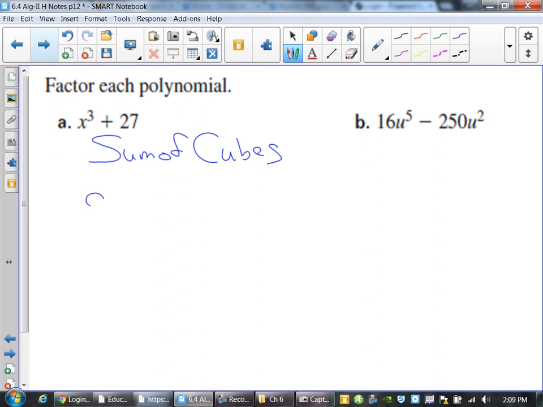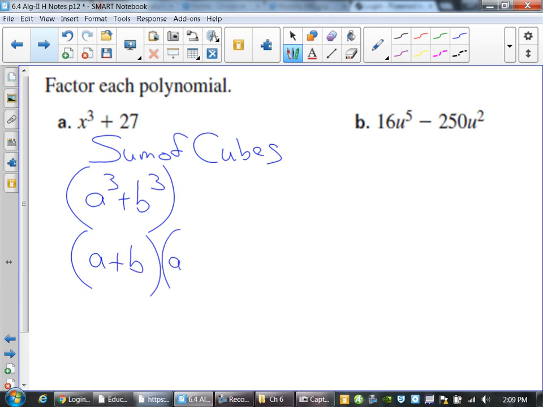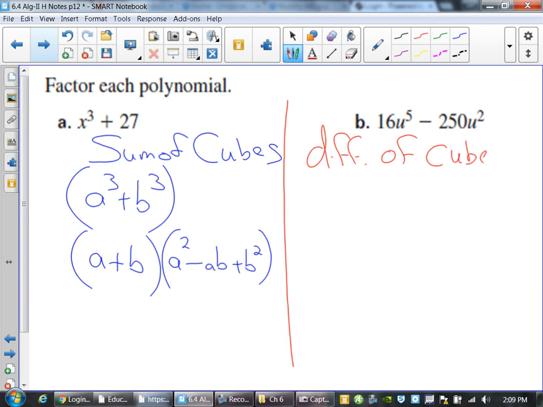And it follows the pattern. If the first term is a perfect cube and the second term is a perfect cube, so that's why I write a cubed plus b cubed, and there's a plus sign between. The way that you factor it is you take the values of a plus b, square the first one, subtract, multiply them together, and add the square of the second. Whereas the difference of cubes, I want to put this up right away so you can see how similar they are.